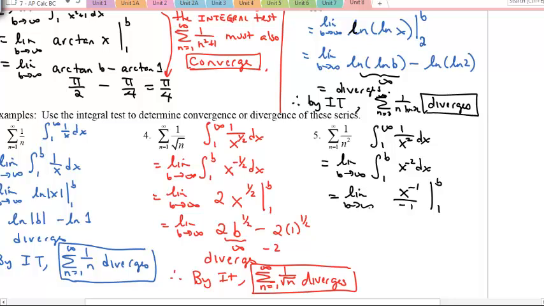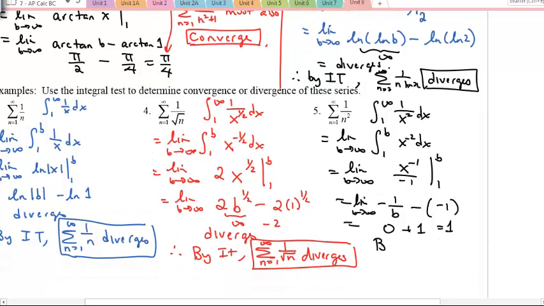After doing the integral, our integral is easy now. This is the same thing, I guess, as negative 1 over b minus negative 1. I still have the limit of b approaching infinity. Notice this time when I plug in infinity, this becomes 0 plus 1. That's 1. Wow. So by the integral test, what do we see here? The sum of n equals 1 to infinity of 1 over n squared converges.